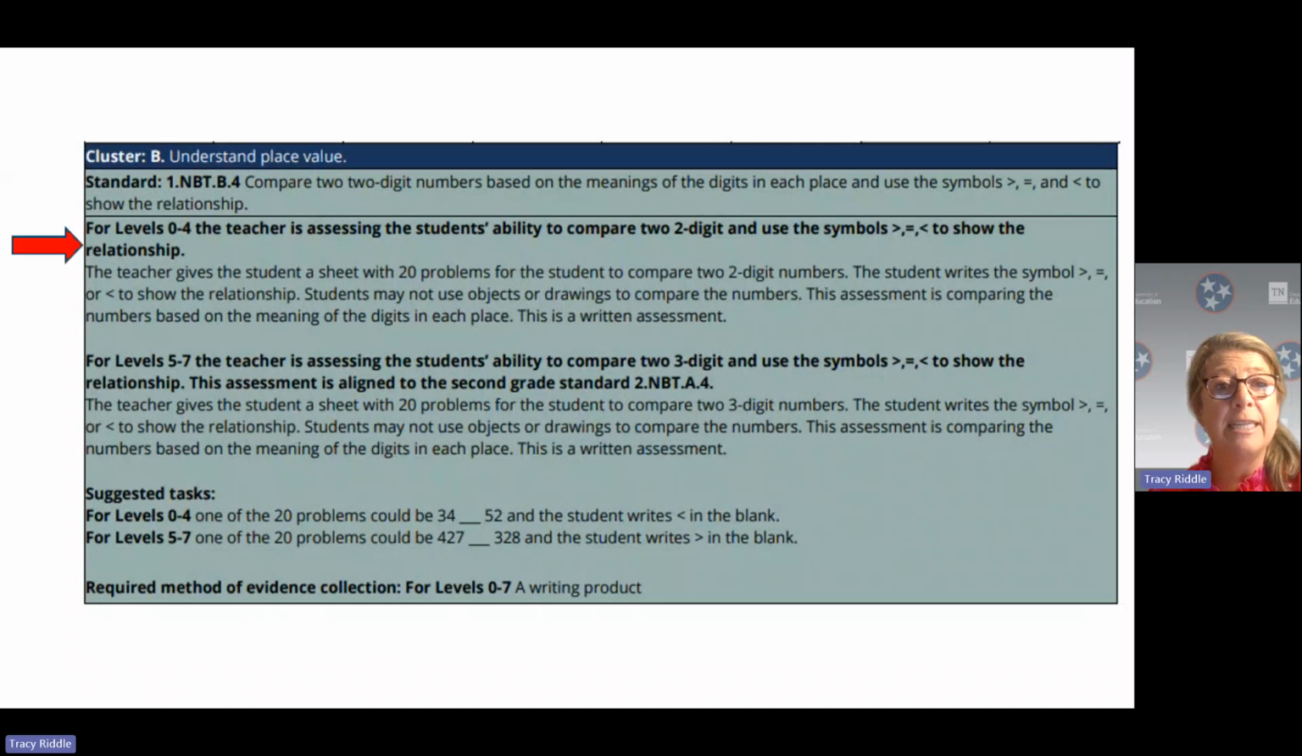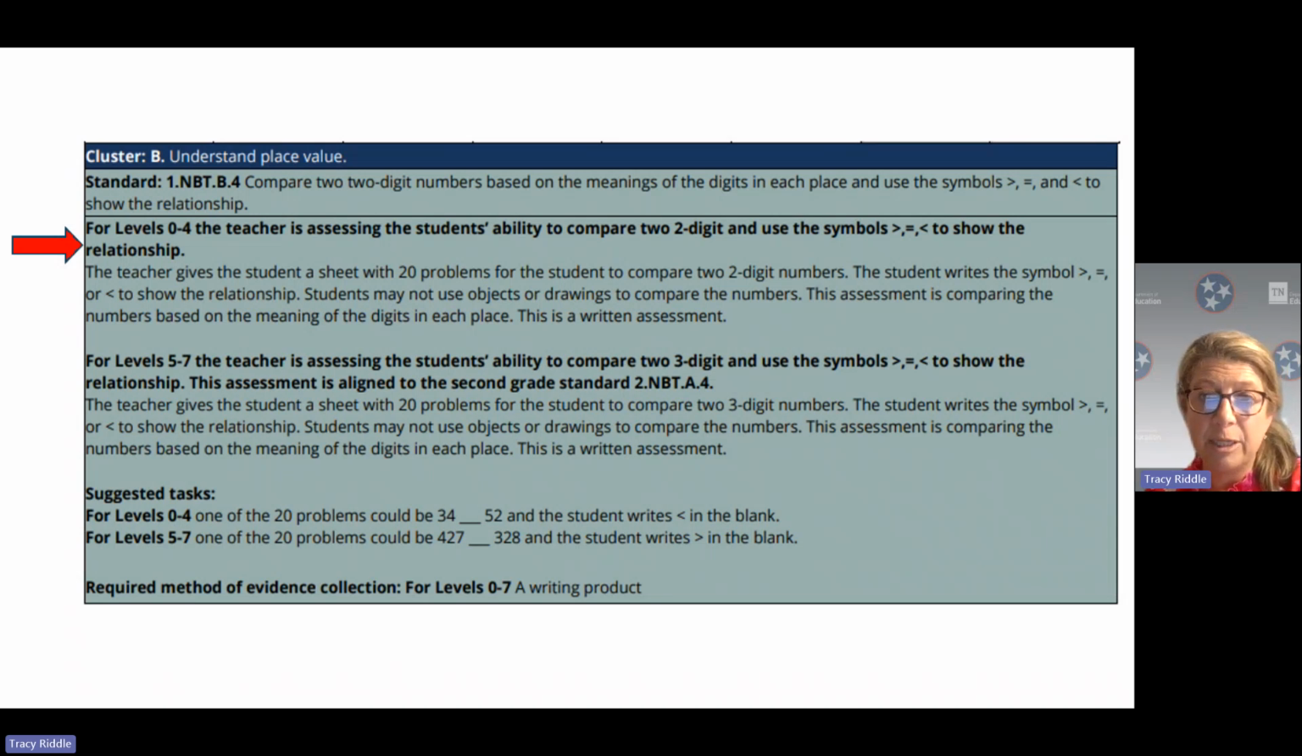For this standard, the teacher is assessing the student's ability to compare two two-digit numbers and use the symbols greater than, equal, less than to show the relationship. The teacher should give the student a sheet with 20 problems for the student to compare two two-digit numbers. The student writes the symbol greater than, equal, or less than to show the relationship.